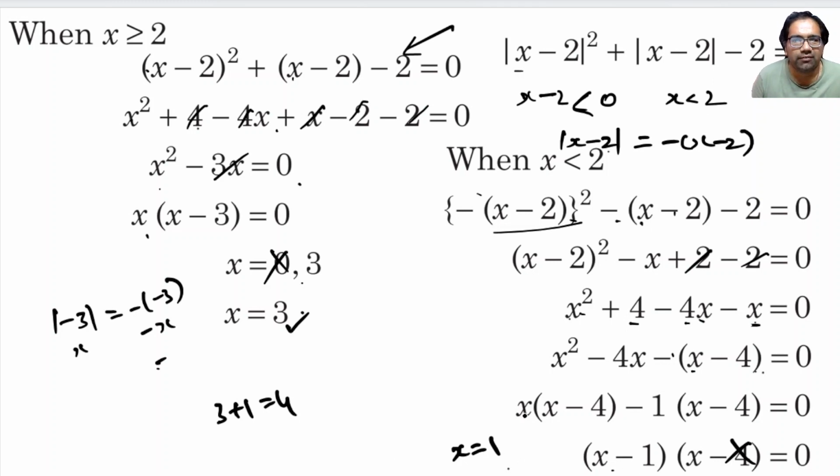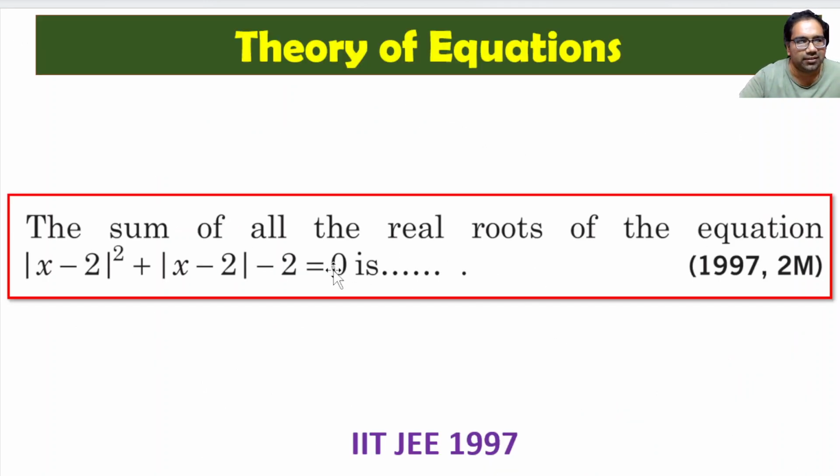Okay. So now we have x equal to 1 in the case x is less than 2, and x equals to 3 in the case x greater than or equal to 2. So the total sum of the roots is 3 plus 1, which is equal to 4. The sum of all real roots is actually equal to 4.